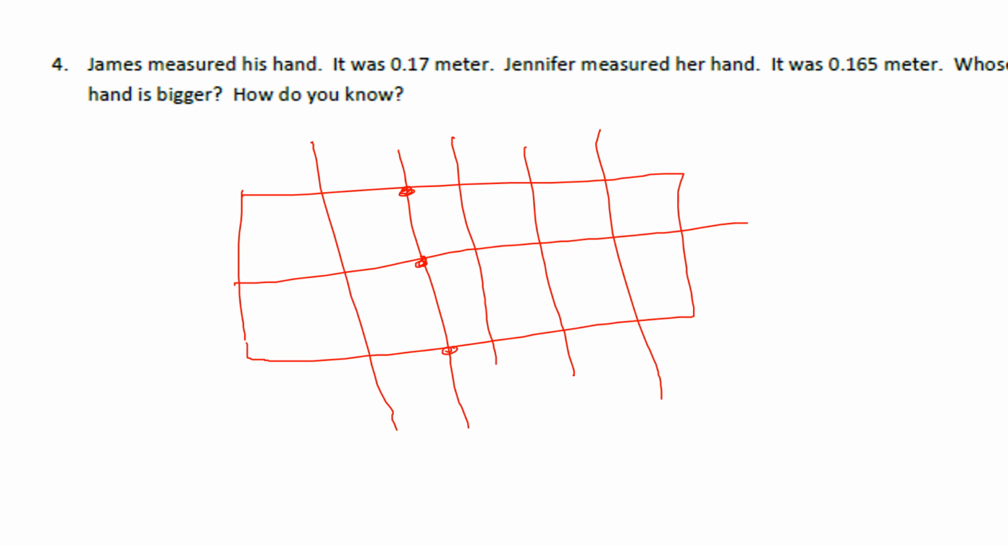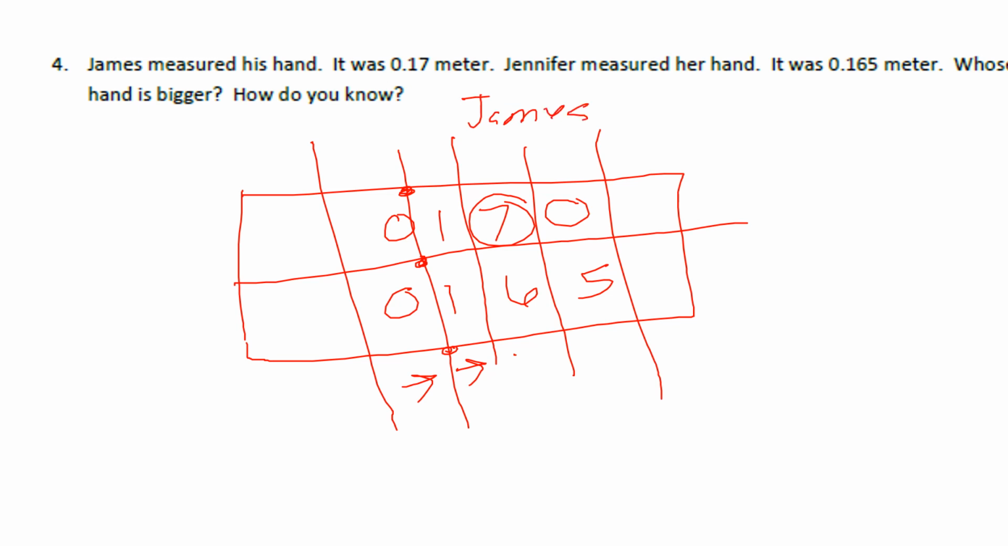And one more. So we know this is 0.07 and 0.16. We're going to place our 0 in to make it even. We see these are the same. These are the same. Now, this is where we have different numbers. And the 7 is larger. So we know that James's hand was larger.